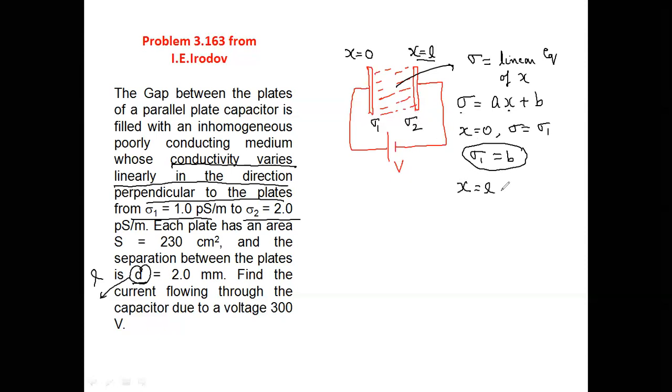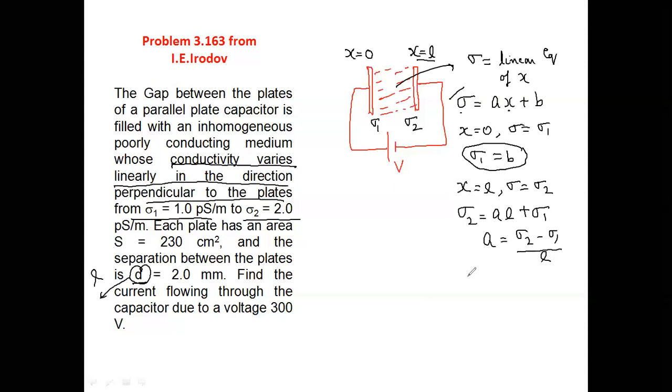So for x equals L, conductivity must be sigma 2. Now in the same equation, you will put sigma 2 on the left side, and put x equals L and b equals sigma 1. Then you get sigma 2 equals a times L plus b, but b is sigma 1, and therefore a equals (sigma 2 minus sigma 1) divided by L.